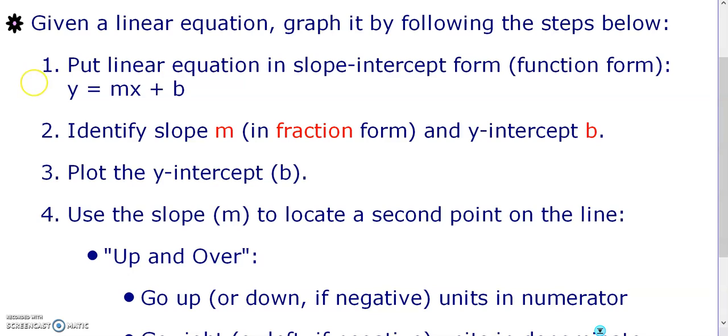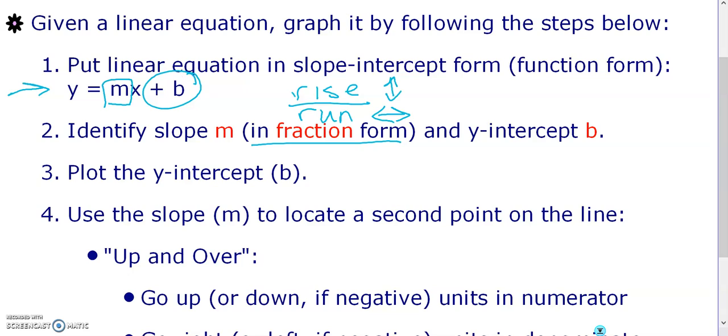So first we put our linear equation in y = mx + b form. Then we identify the slope as a fraction, so we know the rise and we know the run. Remember, the rise is how far up and down you go, and the run is how far left or right you go. And that y-intercept is hanging off the end there. We plot the y-intercept, and then we use our slope to go up and over to get to the next point on our line.